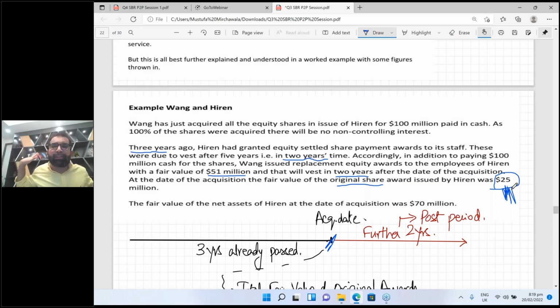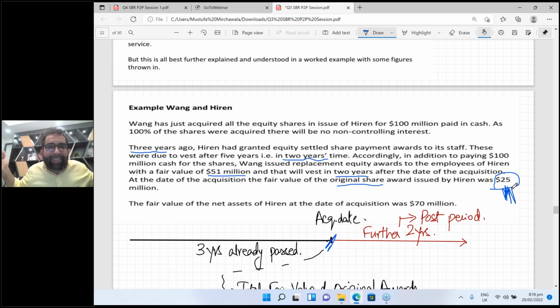That is $15 million. This is the responsibility of S company to give shares at the date of acquisition, 15 million. So S company requested the parent company to fulfill this deal, and the responsibility of S company at the date of acquisition was only 15 million.